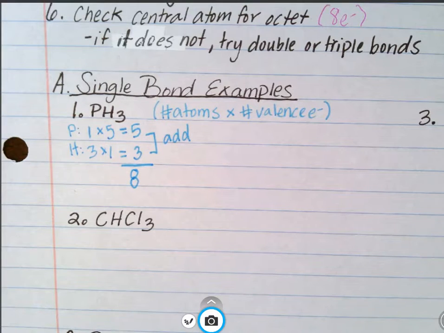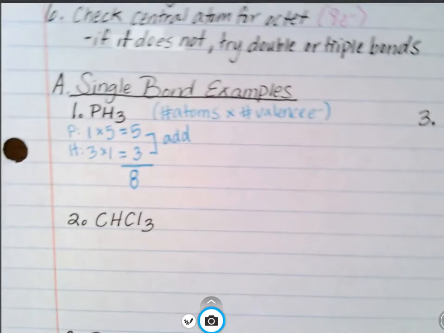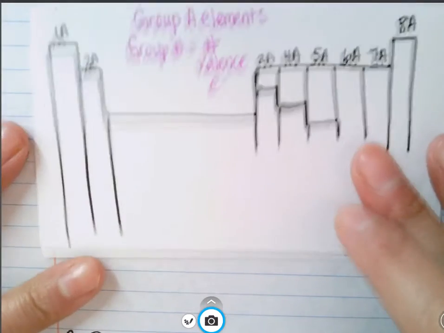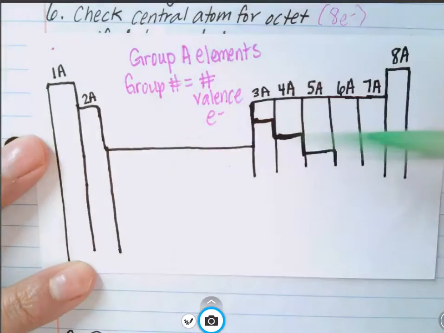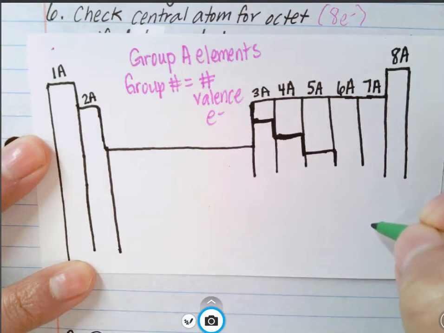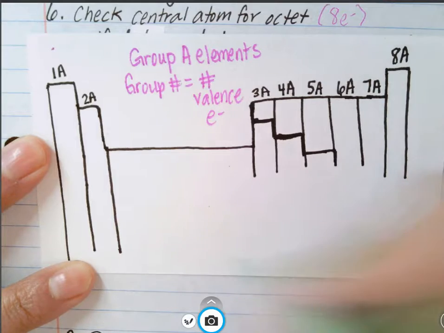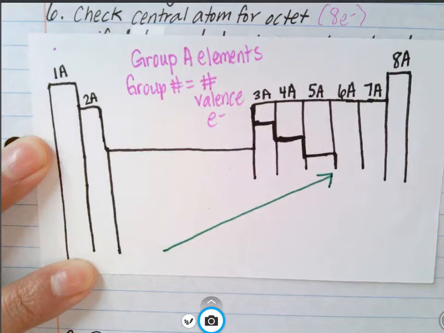Step 2, determine the central atom. Okay, so I said it's the one with the lowest electronegativity. Remember that the trend works like this. I guess this is a bad way to show it. Let's look at this smaller periodic table. As I go from left to right, the electronegativity increases. And as I go from top to bottom, it decreases. So the overall trend for electronegativity is diagonal.